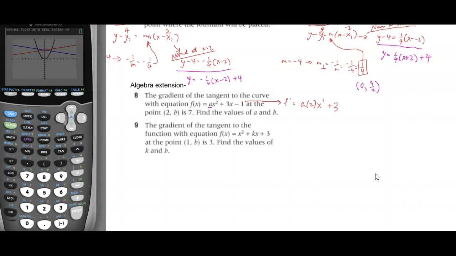A times 2, x to the first, plus 1. We could simplify, plus 3. We could simplify a little bit by writing 2ax plus 3. Right? There's my derivative.